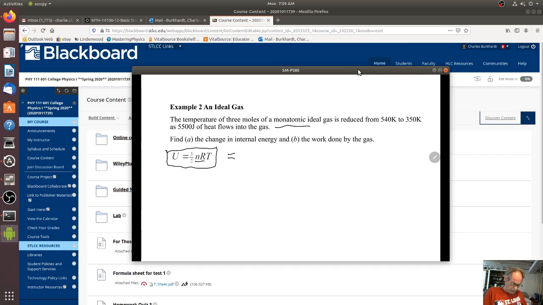Okay. The temperature of 3 moles of a monatomic gas is reduced from 540 Kelvin. Remember, this has always got to be absolute temperature. If you see T in any scientific formula, then it's got to be kelvins. If you see a delta T, well, centigrade degrees are the same size as Kelvin degrees. So for a delta T, it doesn't matter if you're talking about centigrade or Kelvin. But if you see a capital T in a formula by itself, no delta T, no change in temperature, then it's got to be kelvins. And that's true here. And it's also true in PV = nRT.